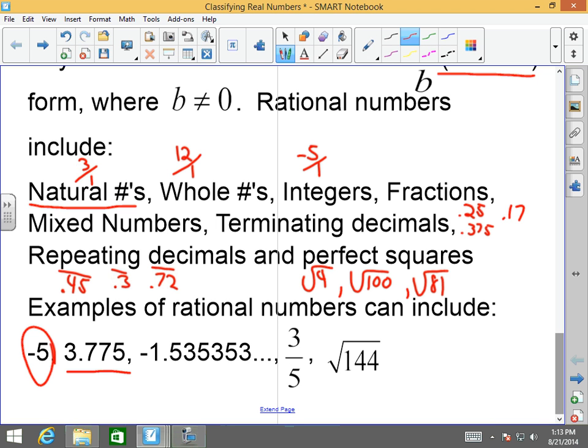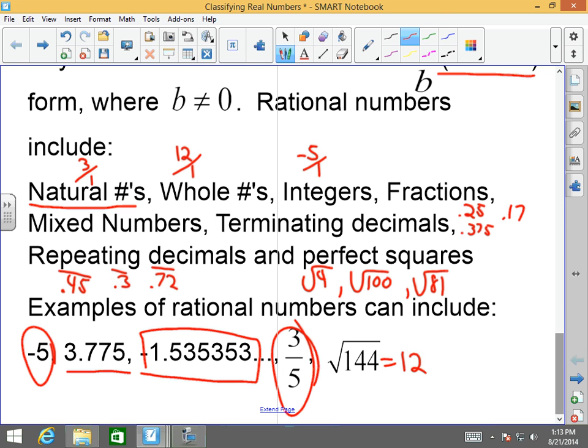How about -1.535353 repeating? Rational. Very good. What about this fraction? It's rational, absolutely. And the square root of 144 equals 12, and that's a whole number, which is also a rational number. Does that make sense, gentlemen? Awesome. Okay, very good.